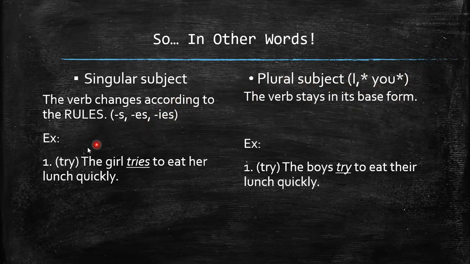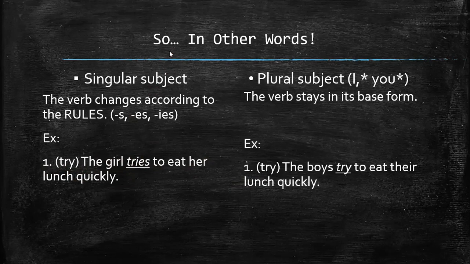Let's work with some examples. These 2 examples here are working with the exact same verb, which is try. And try is in its base form, okay? That means that it's in its simple form. Okay, so let's read the first sentence. The girl blank, let's pretend this is not here. The girl blank to eat her lunch quickly.